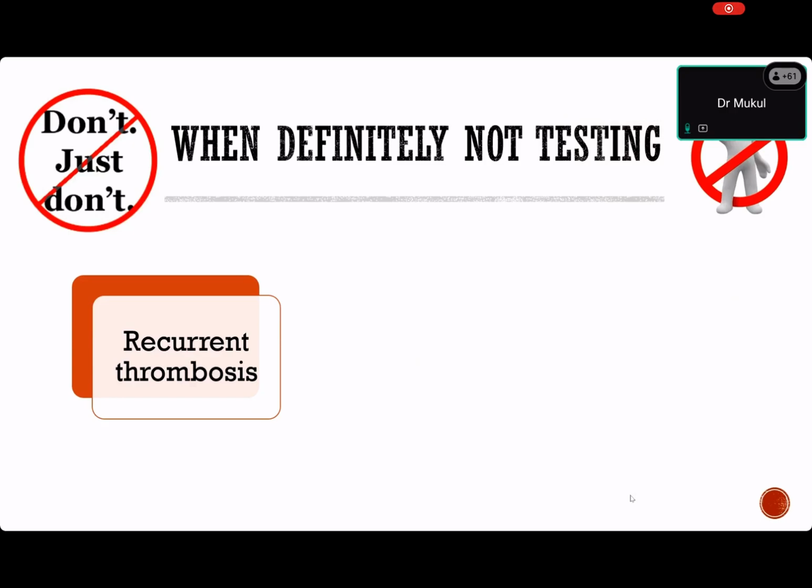This is very important: when definitely not to do testing. Recurrent thrombosis, no testing is required, irrespective of the cause. If the patient has a recurrence of thrombosis, this patient requires long-term, probably lifelong anticoagulation, so there is no need to test for any kind of thrombophilia in such a scenario. You can just check for Apla syndrome to decide on the agent.